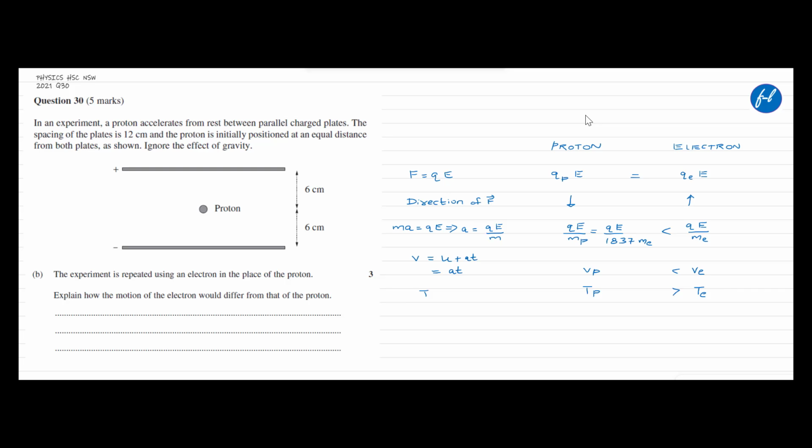And where does it reach? The destination. The electron being the negative charge, it will reach the positive plate. Maybe I can call the positive plate A and the negative plate B. So the electron will reach the positive plate A faster than the time it takes for the proton to reach the negative plate B. So these are essentially the differences in the nature of the motion of the proton and the electron.